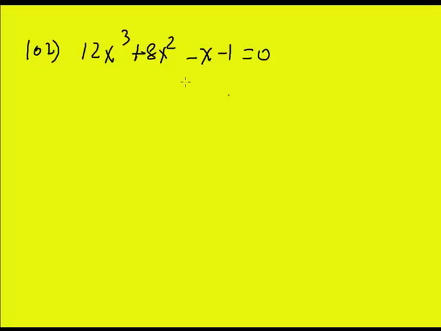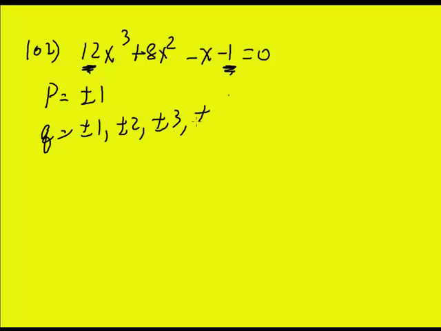For the last time, here we go. P's are factors of the last term, which is plus or minus 1. That's good. We only got that. Q's are factors of the leading coefficient, which is plus or minus 1, plus or minus 2, plus or minus 3, plus or minus 4, plus or minus 6, plus or minus 12.